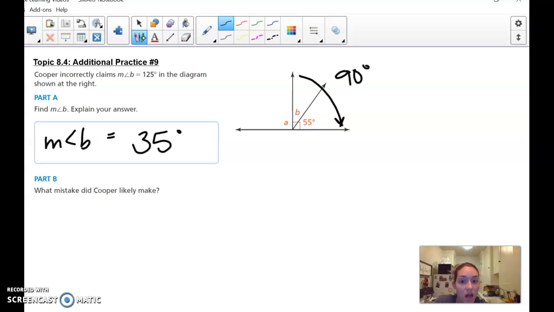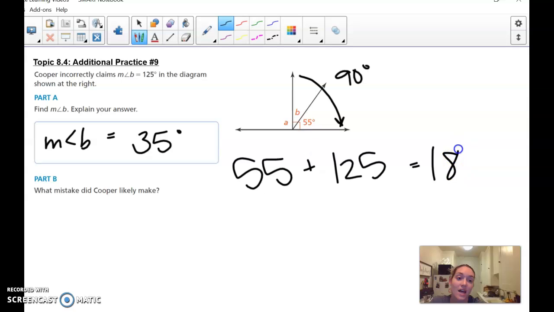It looks to me like Cooper probably was finding the supplement of 55 degrees instead of the complement of 55 degrees. The complement means that 55 degrees plus something is equal to 90 degrees, right? They're complementary angles. So it looks like Cooper found the supplement, which is 55 plus 125 is equal to 180 degrees. Those angles are supplementary.